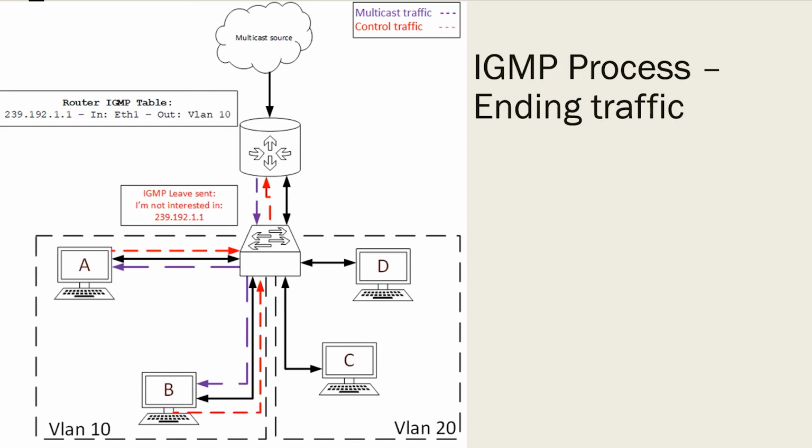Now, what if A and B want to explicitly leave? They have no more interest in the video or the multicast source, so they send an IGMP leave message explicitly saying, "Hey, I'm not interested in that traffic." As a result, the router sees this, processes it and says, "Okay, I acknowledge that, but I'm going to query just to make sure someone is still interested."